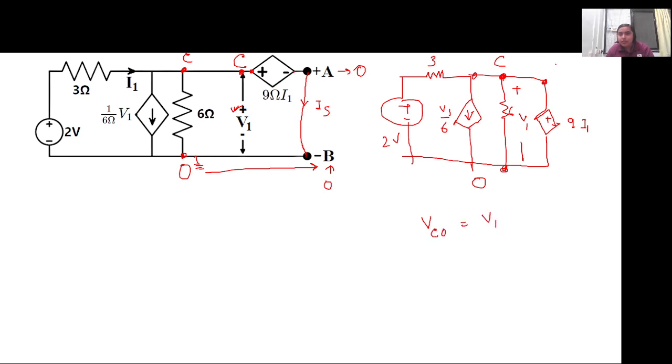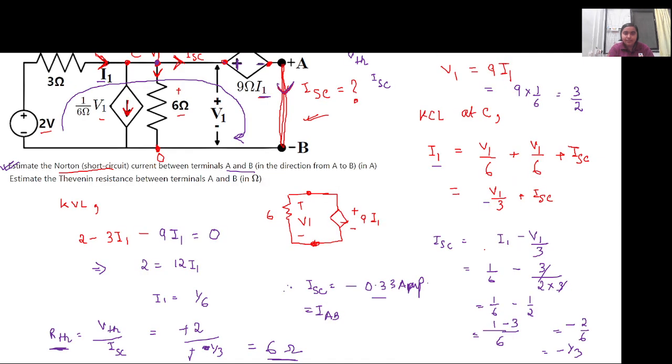Again, this node itself is also C, this node itself is also O, because there is no element connected across it. So again, from this we get the relation VCO is equal to 9I1, right? Because 9I1 is the voltage of this current dependent voltage source. So if we equate this, we get V1 equal to 9I1. Is this clear? Yes, ma'am. Okay. Anything else?